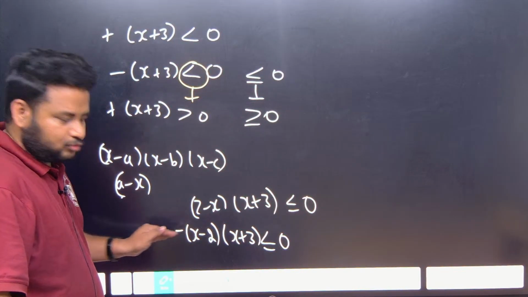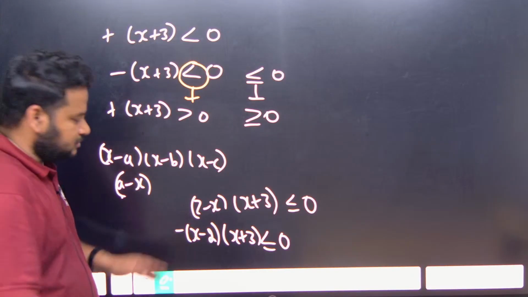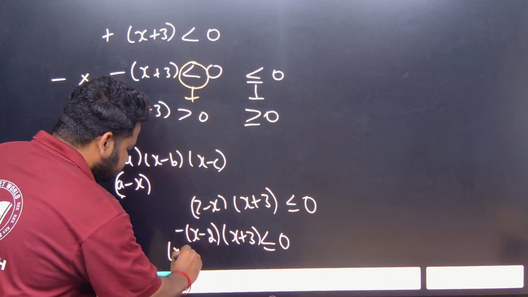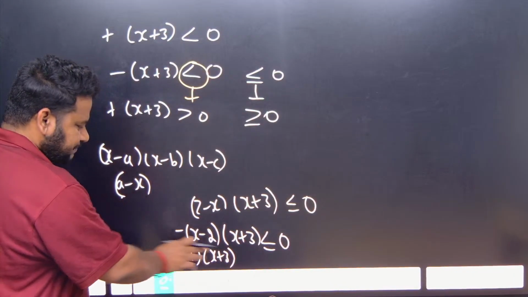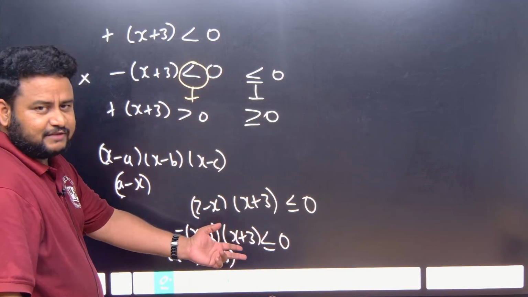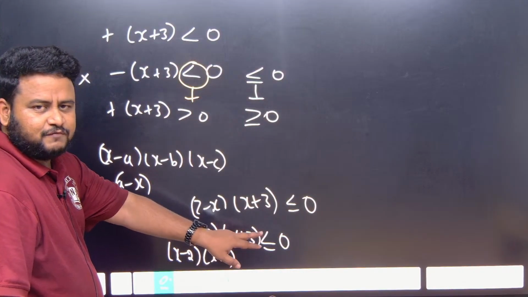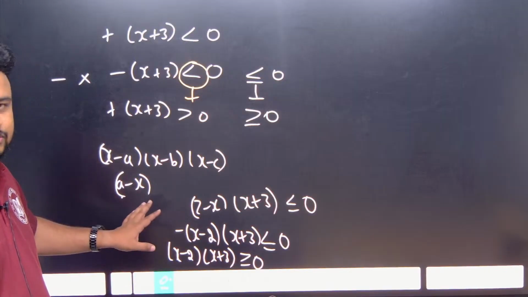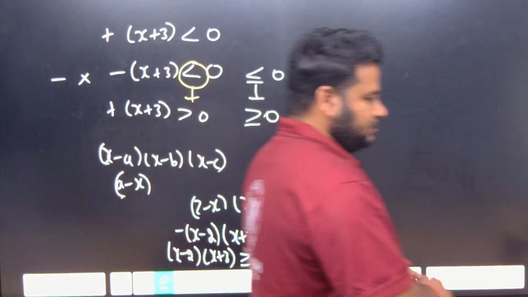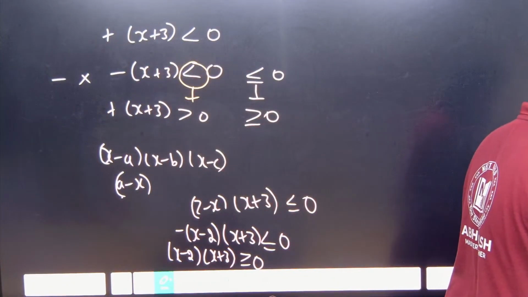For that, throughout I will multiply by a minus sign. So this will become x minus 2 into x plus 3. Like I told you, once you multiply with a minus sign, the inequality will reverse. That is, less than or equal to 0 will become greater than or equal to 0. So these are the basics I told you in the previous class.